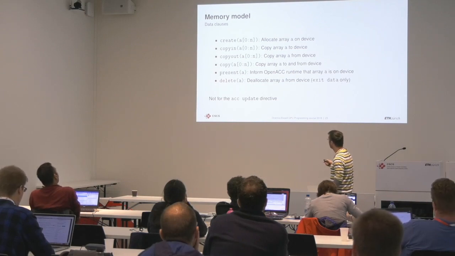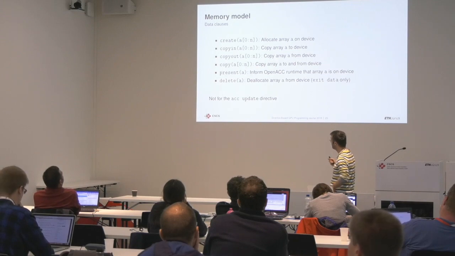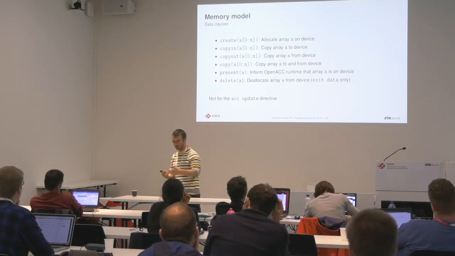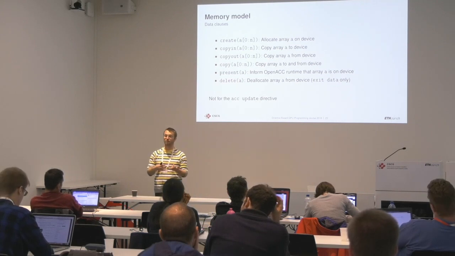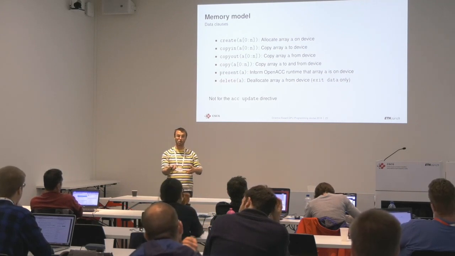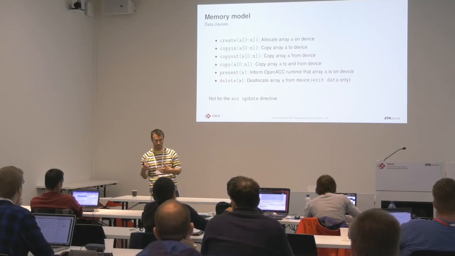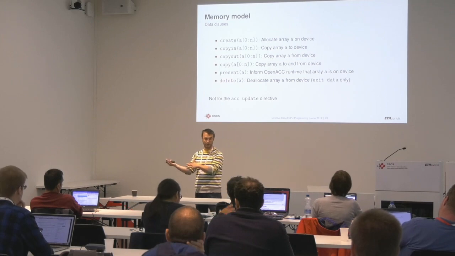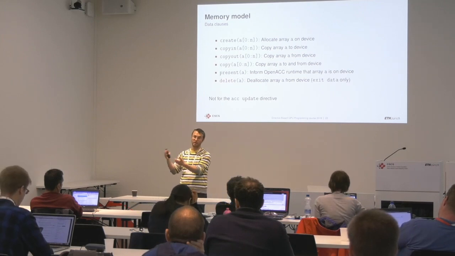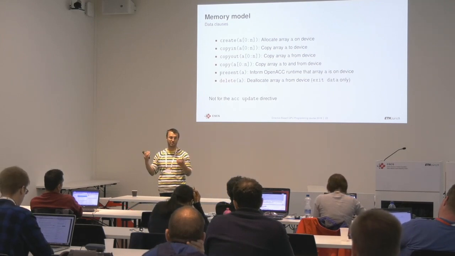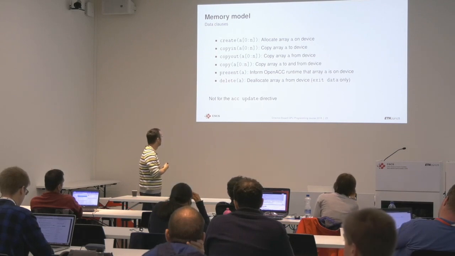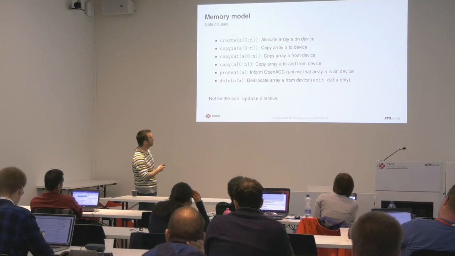Now, all the data regions are associated with two sets of counters that do reference counting, so that when you copy out and those counters reach 0, the data on the GPU is garbage collected. That way you don't leave stale data there that just uses up space. The copy clause is the combination of copyin and copyout.